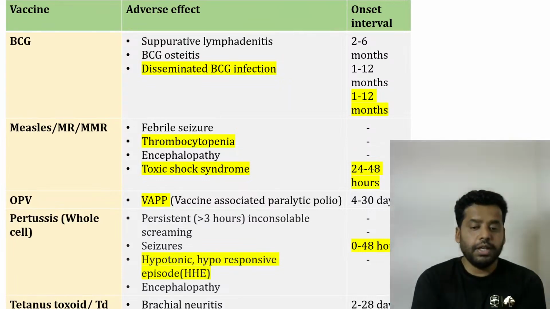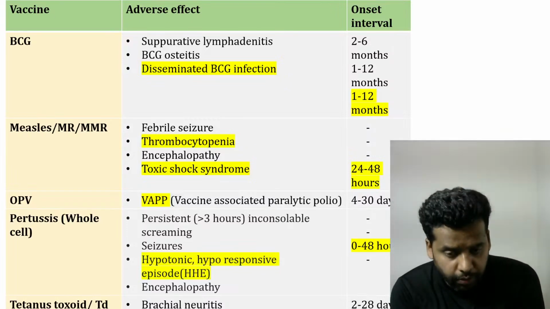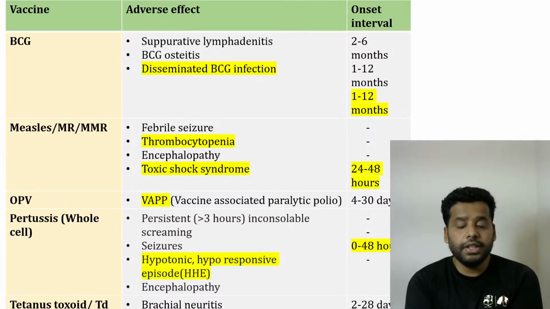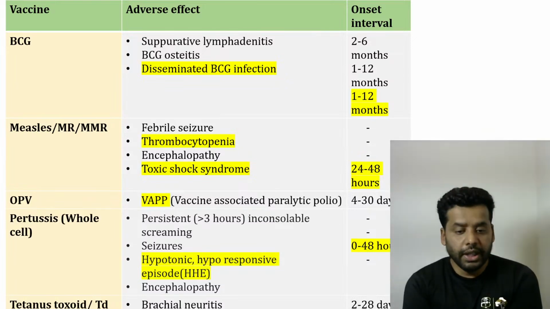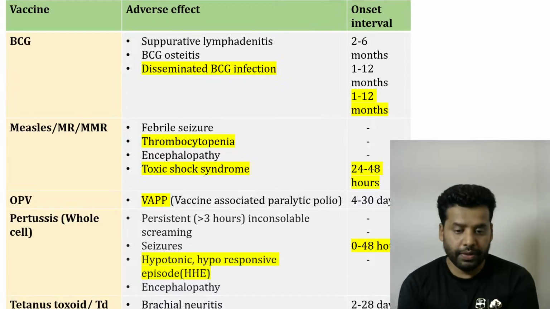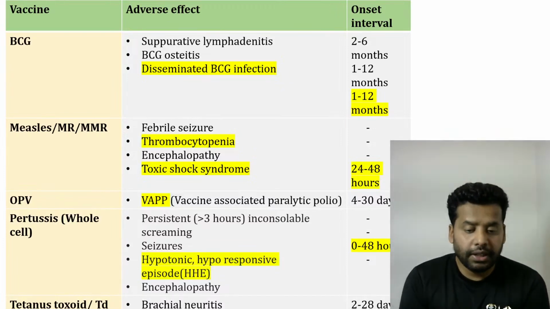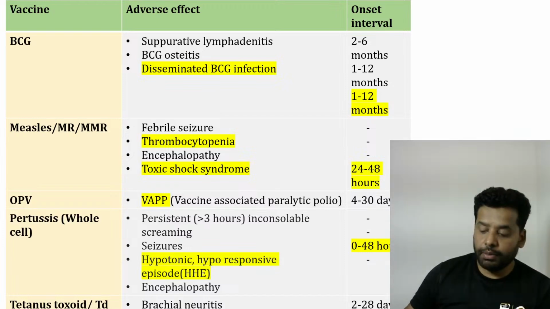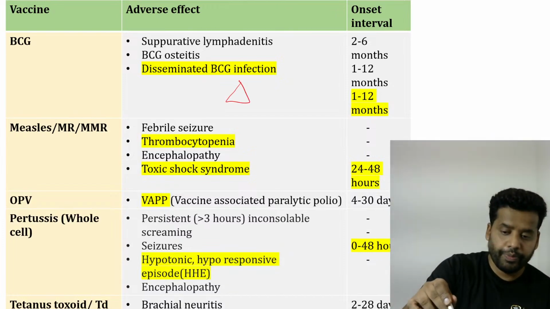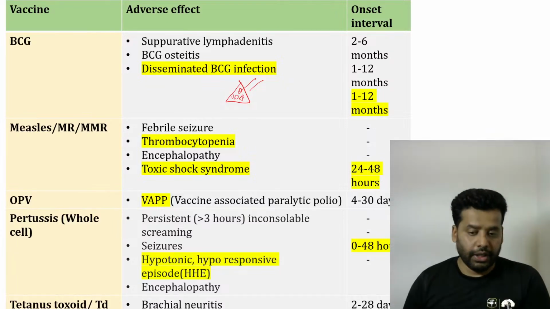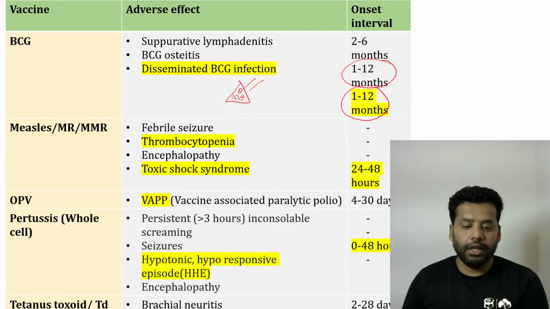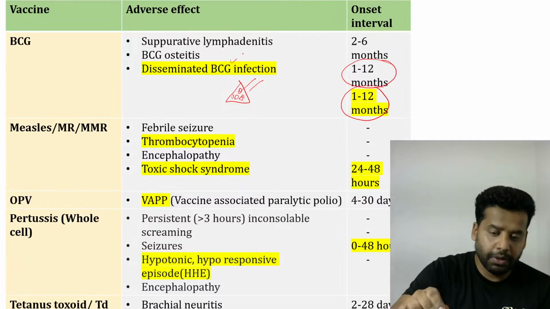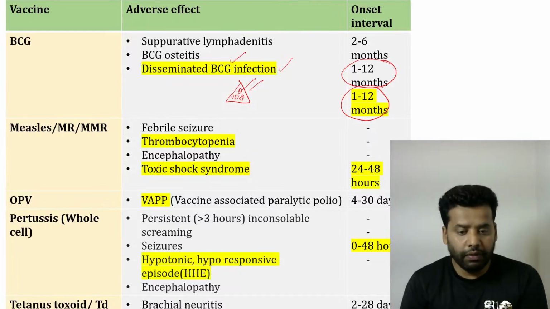So what is happening in BCG osteitis? There is bone involvement. Disseminated BCG infection means symptoms similar to tuberculosis. There will be fever, weight loss, and chest infiltrates. See the words properly. So these 2 side effects, BCG osteitis and disseminated BCG infection, will happen after how many months of BCG? 1 to 12 months.